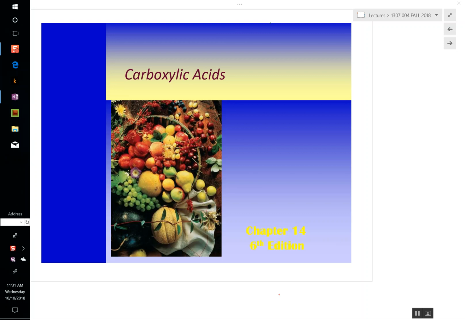Chapter 14 is carboxylic acids and esters.